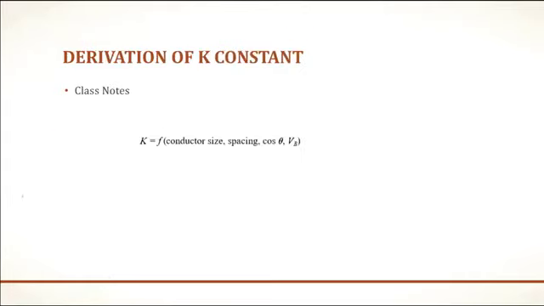In today's lecture we are going to derive the value of K constant. In the previous lecture we have seen that K is basically the percentage voltage drop per kVA mile, and we have also seen the graph of the K constant, and K is a function of conductor size, spacing, cos theta, and the voltage. So let's see the derivation of K constant.